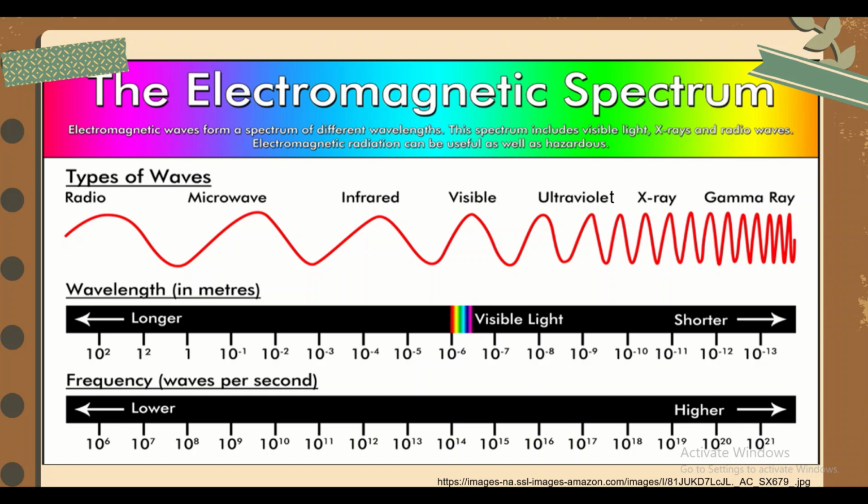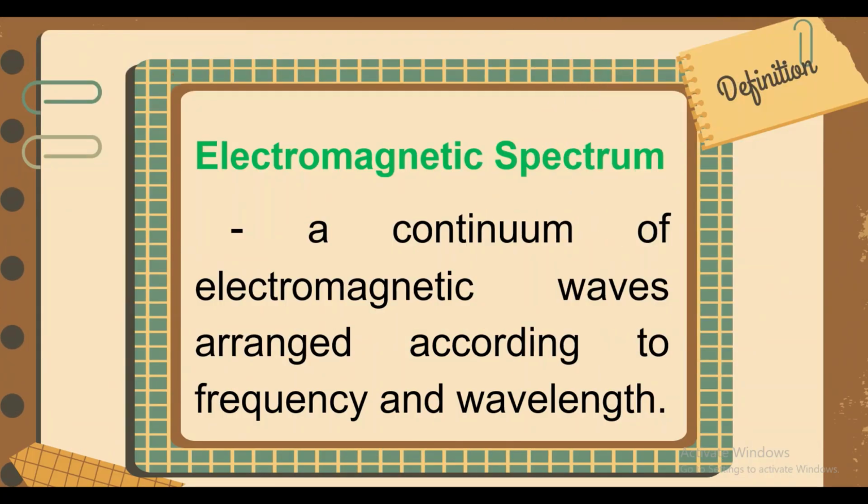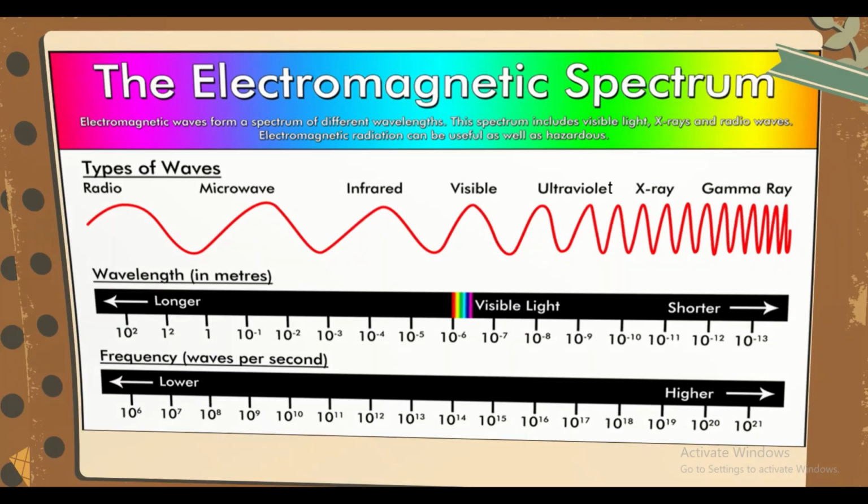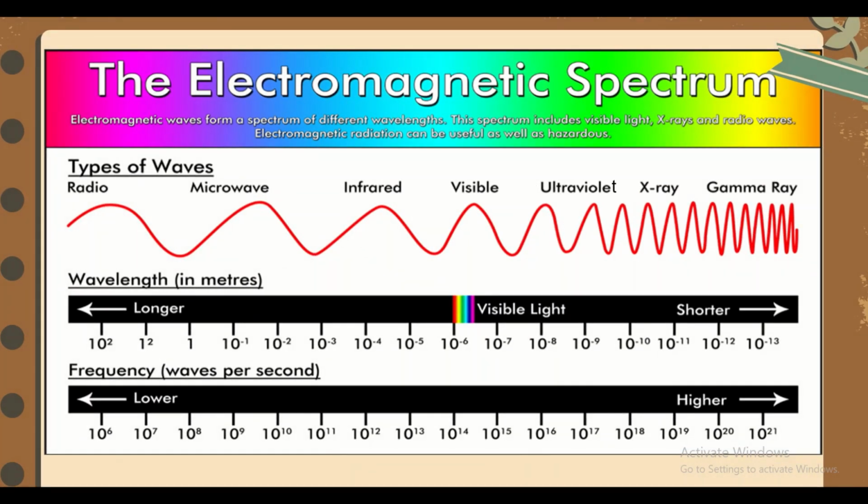Let us define first electromagnetic spectrum. You can read the definition silently or you can read along with me. Electromagnetic spectrum is a continuum of electromagnetic waves arranged according to frequency and wavelength. Now looking at the electromagnetic spectrum, you have there the 7 EM waves which are arranged according to wavelength and frequency. These red waves here represent the wavelengths of the EM waves.